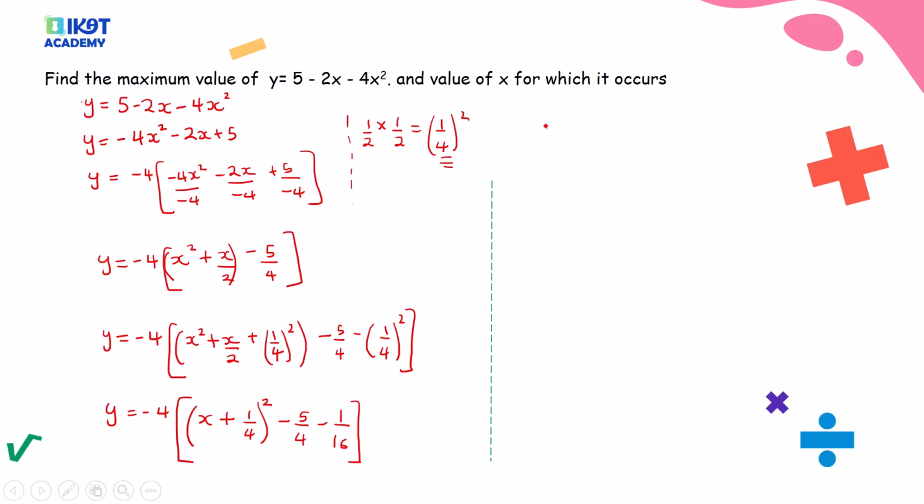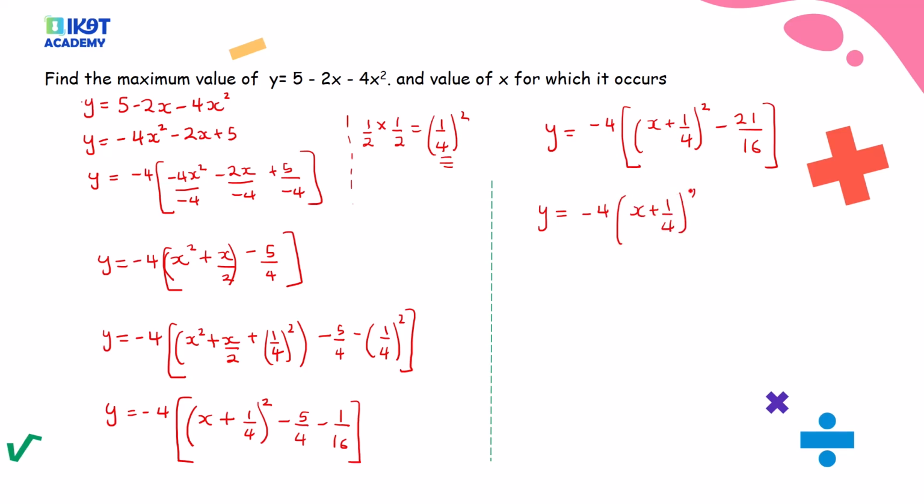So now what do we have? We have y is equal to negative 4 into x plus a quarter squared. So now when you put that into the calculator, you get negative 21 out of 16. So now we open the bracket. So this is negative 4 into x plus a quarter squared plus 21 out of 4.